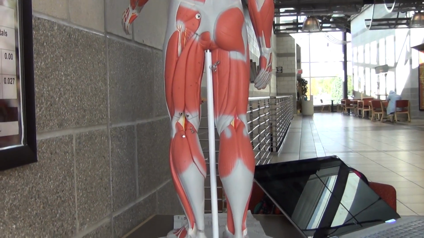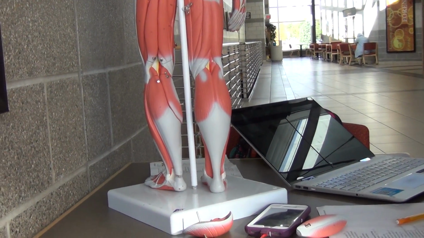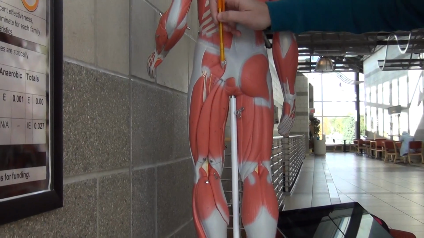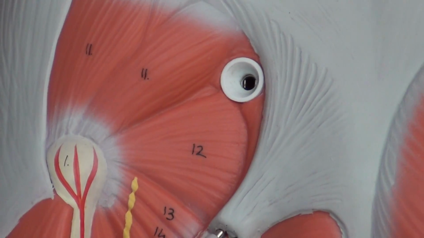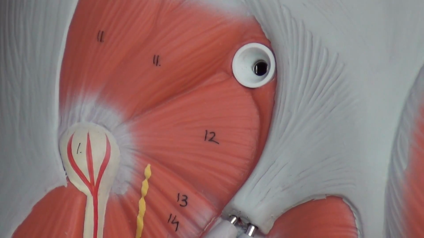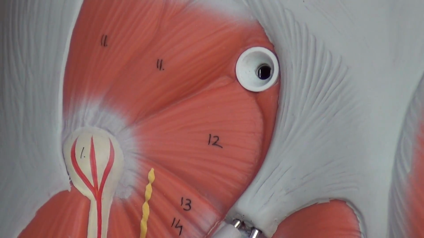Okay, so next is the piriformis, which is 12, so right here. Its origin is the anterolateral surface of the sacrum, and its insertion is the superior border of the greater trochanter of the femur, and the action is it rotates the extended thigh laterally.